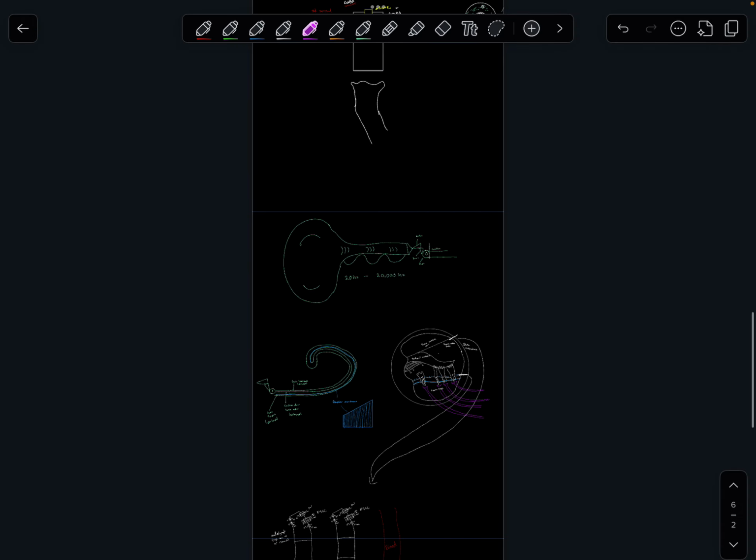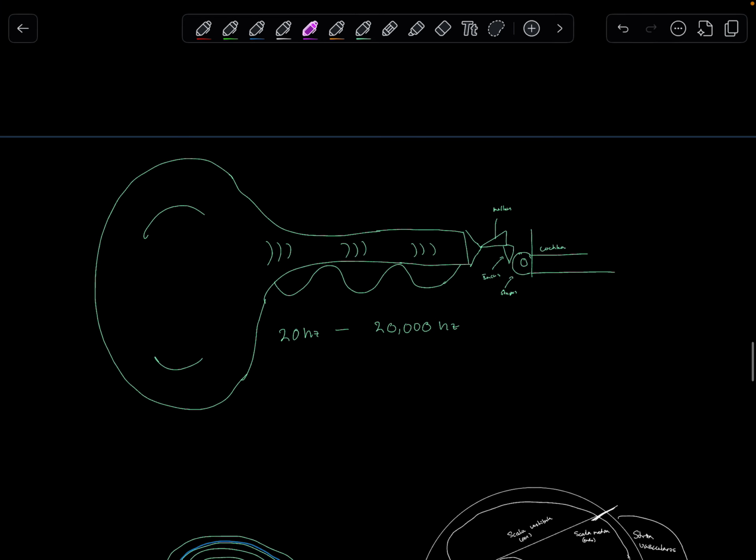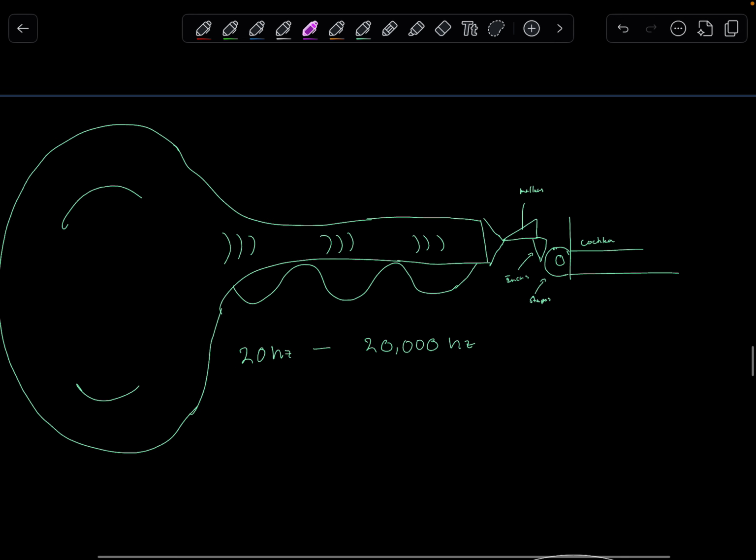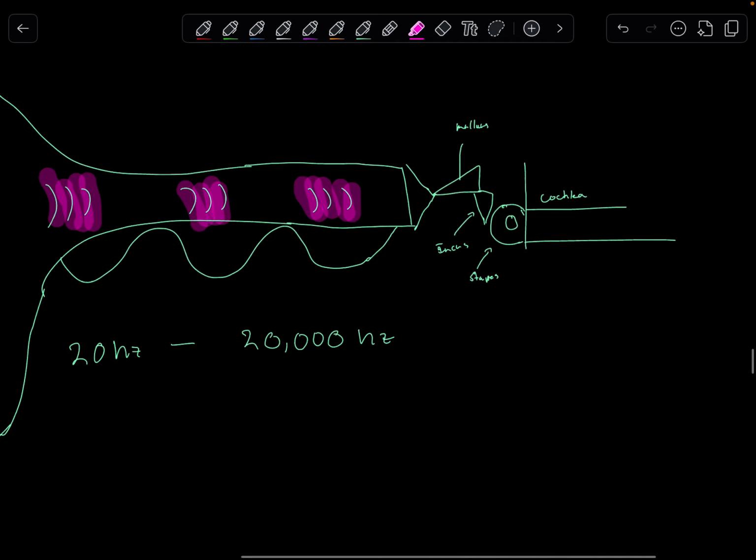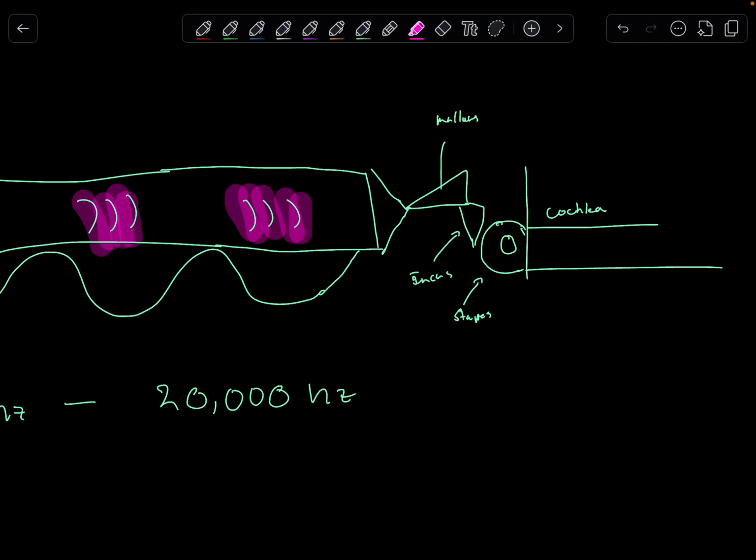Now we're going to take a look here and talk about the ear. Okay, so we'll do a little bit of anatomy first before we get into this. Sound waves are going to come in through the ear. It's going to come in contact with the three bones, malleus, incus, and stapes. This is called the middle ear.